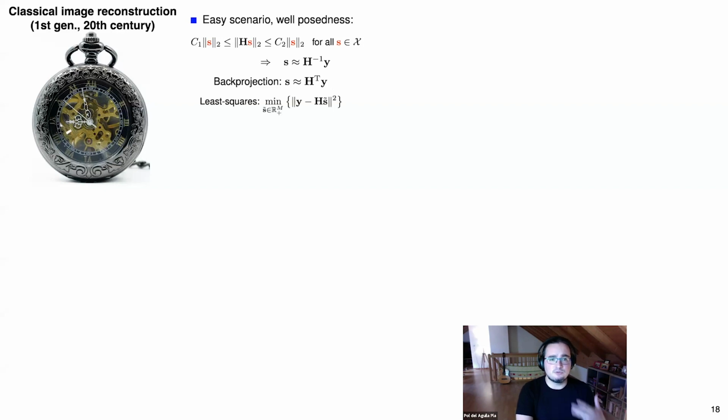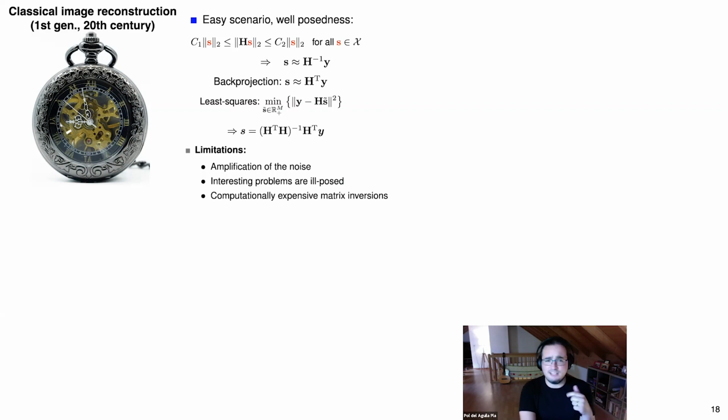A similar thought process, a bit more formalized, is: okay, I'm going to find the signal that, when passed through my imaging operator, is closest to the measurement. That is what is known as least squares, because one uses the L2 norm. So this implies a closed form solution, which is simply a generalized inverse to the left of H.